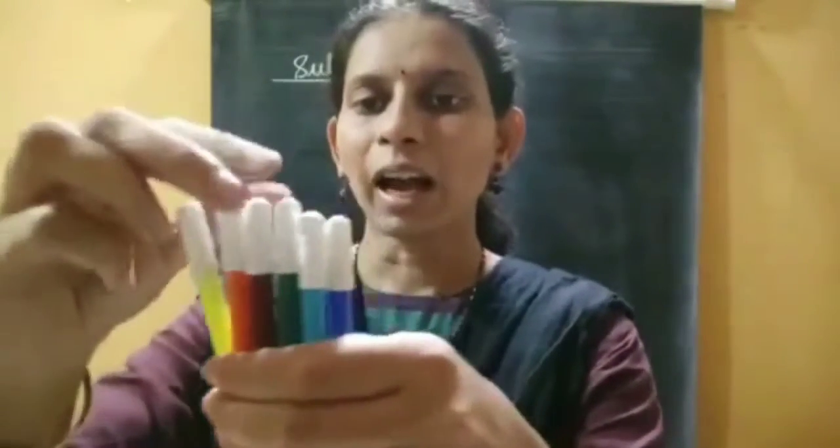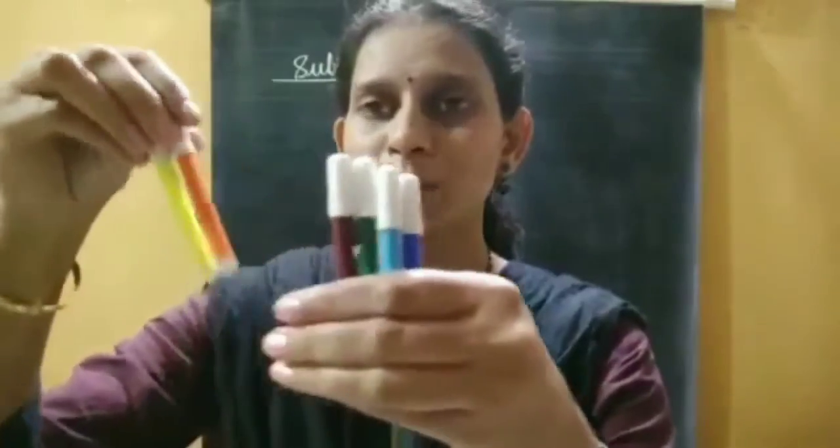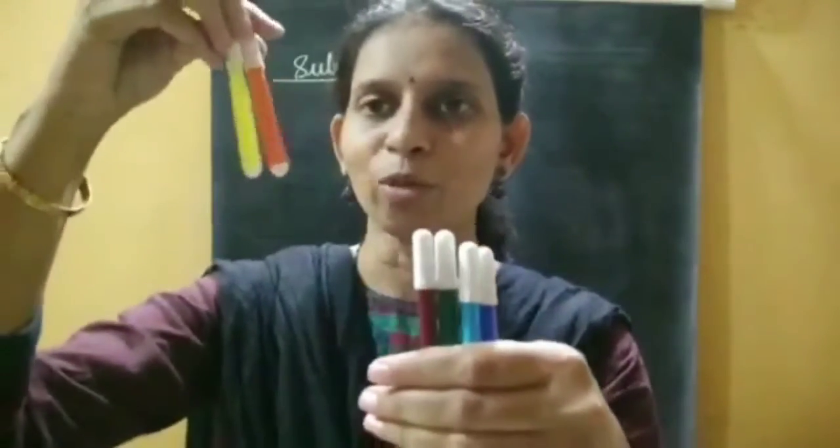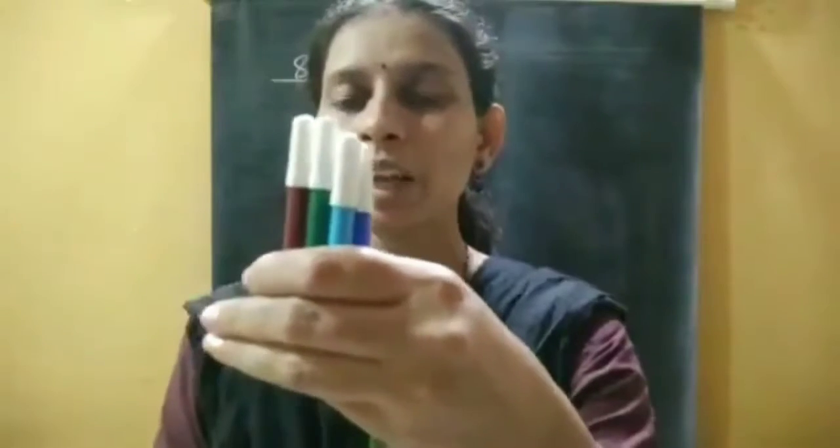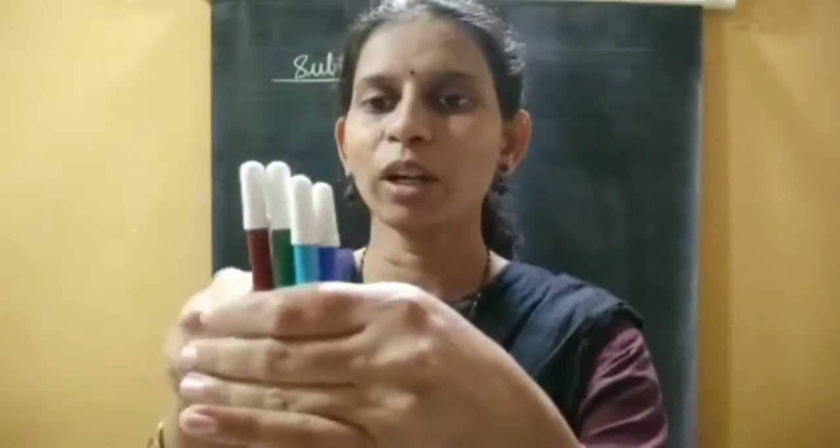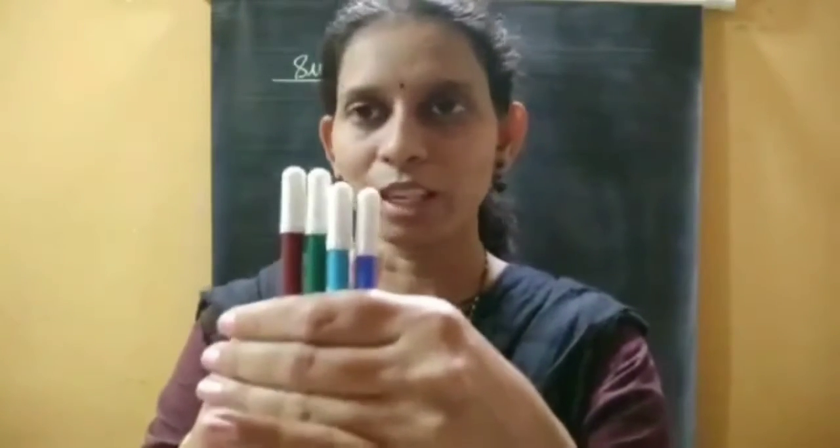And if I remove 2 sketch pens, I have removed 2 sketch pens. Then how many sketch pens are left? See, 1, 2, 3 and 4. 4 sketch pens are there, correct? So, when we remove a number from another number, okay, at that time the number reduces. So, this is called subtraction. So, what is meant by subtraction? To remove or to take away.